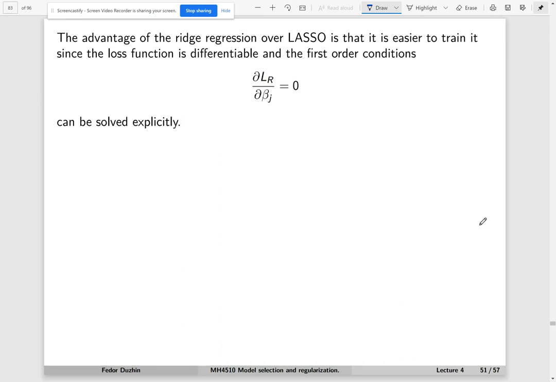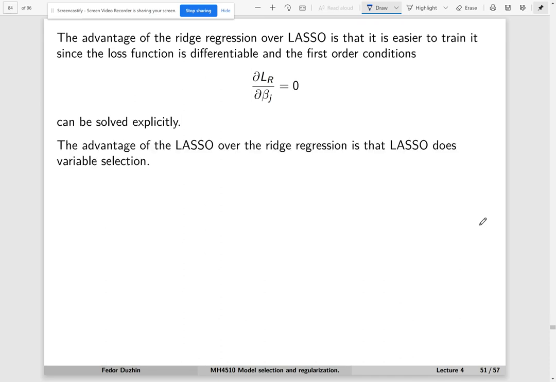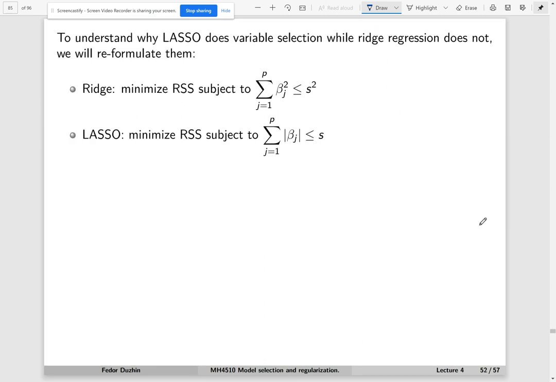The advantage of ridge regression over lasso is that it is easier to train, since the loss function is differentiable, and we can just solve the first order conditions in explicit form. The advantage of lasso over ridge regression is that it is capable of variable selection. So it does regularization and variable selection at the same time. Now, I would like to explain why lasso does variable selection while ridge regression does not. Let me give you some idea.